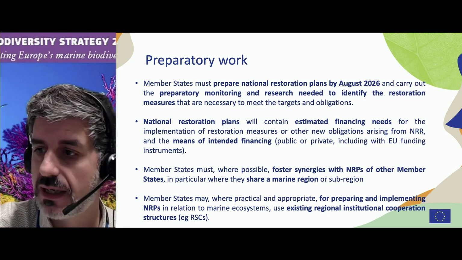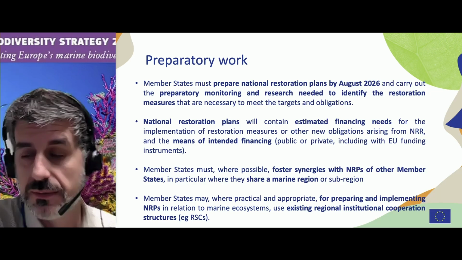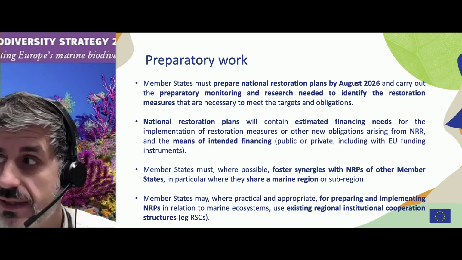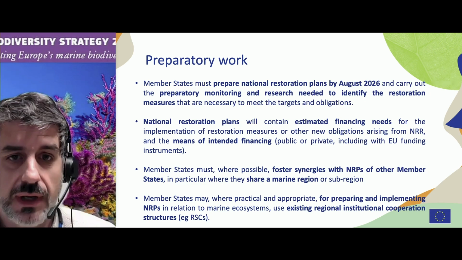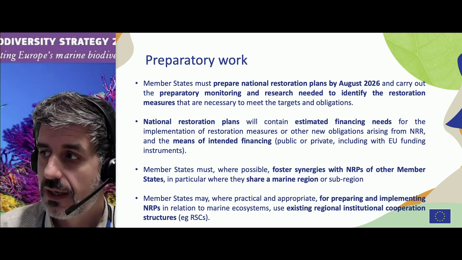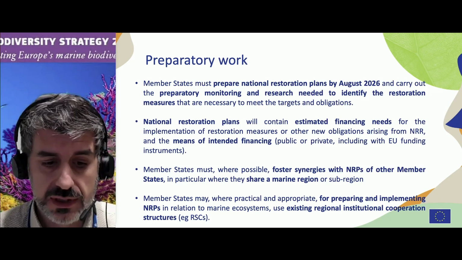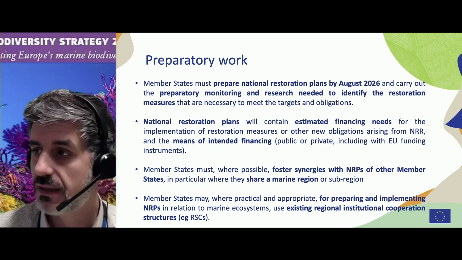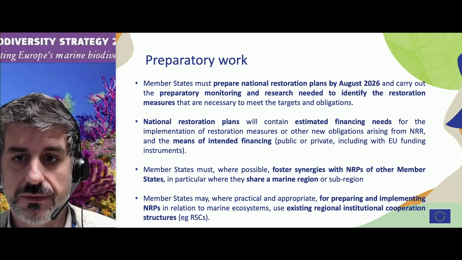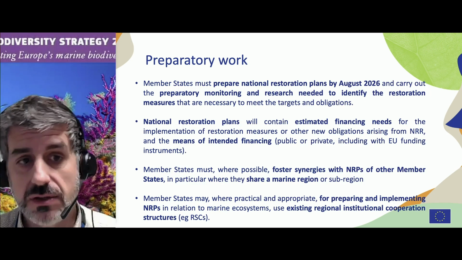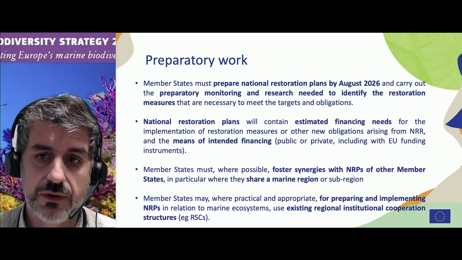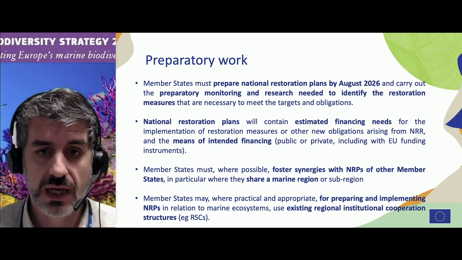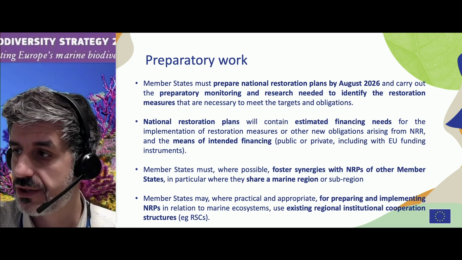This is just to recap what the countries will need to do, also in terms of financing. So the preparation of the national restoration plans, we hope, has already started, and all the preparatory actions to really come up with the necessary measures. What is important, the national restoration plans will contain the estimated financing needs for the implementation of restoration measures, and the means of financing. Would it be public or private, including the use of EU funding instruments? That's very important for us also to be able to plan the support from the EU budget.